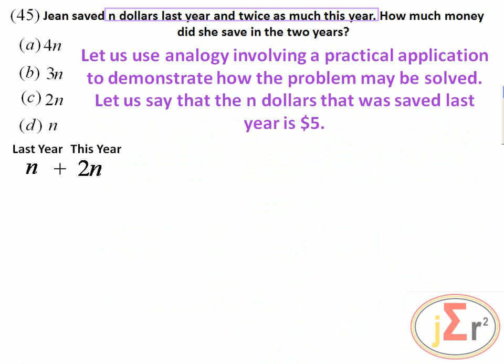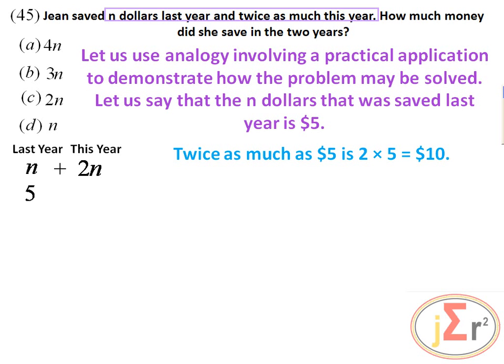Let us say that the N dollars that was saved last year is $5. The amount saved last year, $5. Twice as much as $5 is 2 times 5, which is equal to 10. So twice means 2 times. And at this early stage, we all know that when we use the word times, it is associated with multiplication.